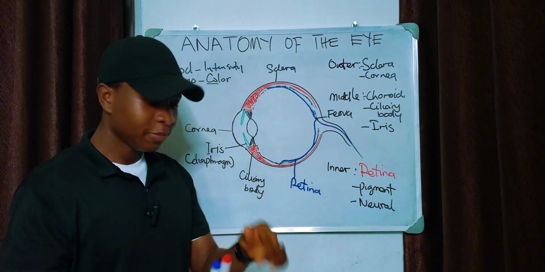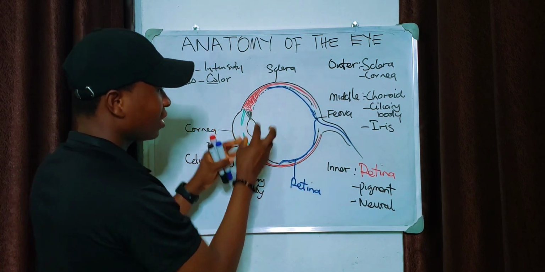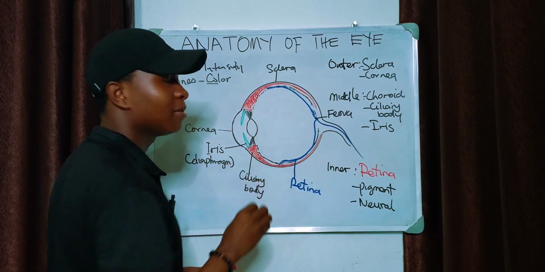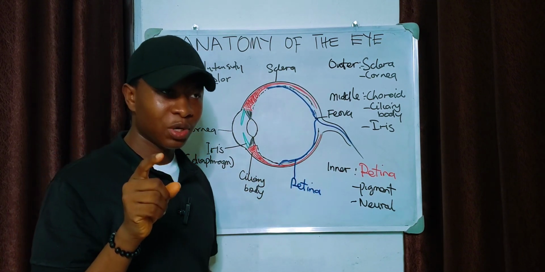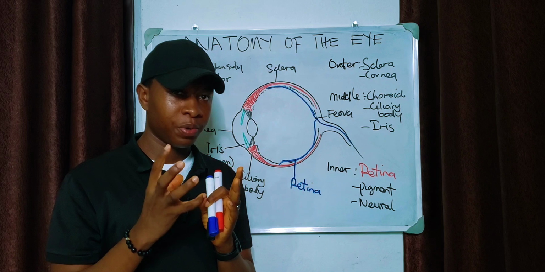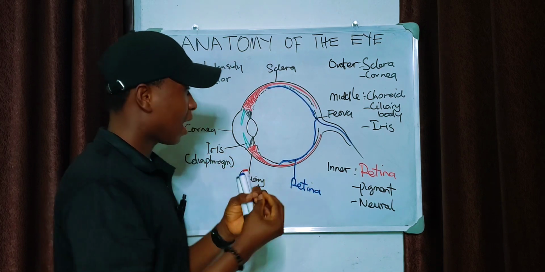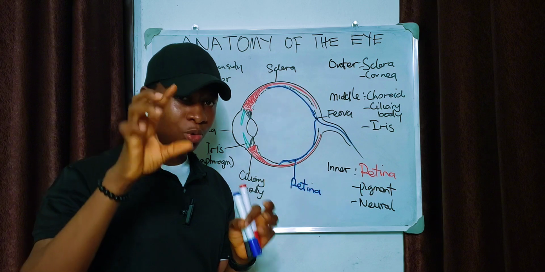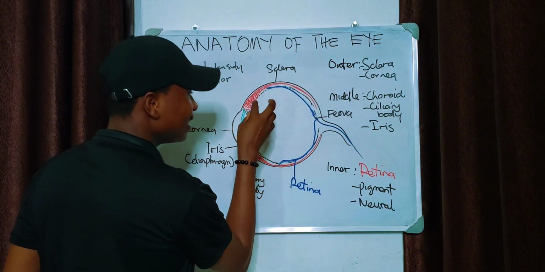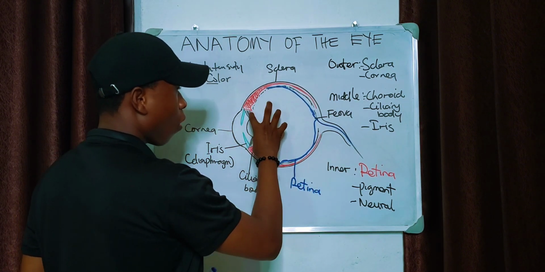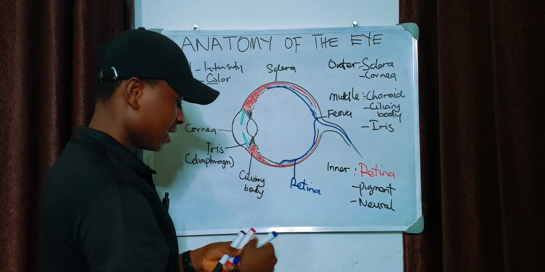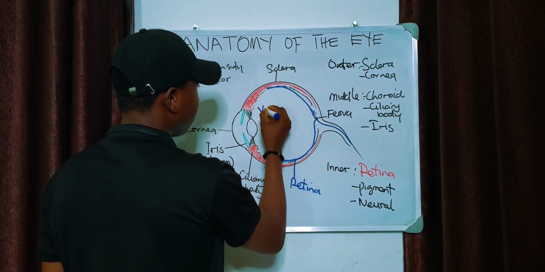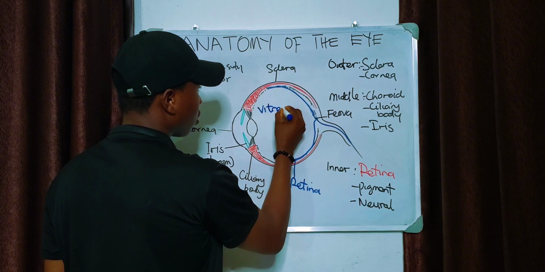Now, finally, let's look at the fluids that sit in the eyes. Now, there's a particular fluid that sits in the eyes. This fluid is very important because it helps to keep the eye in shape. If these fluids are not there, the eyes will somehow flap. So we do not want that. So the fluid that sits beneath or behind the lens is called the vitreous humor.